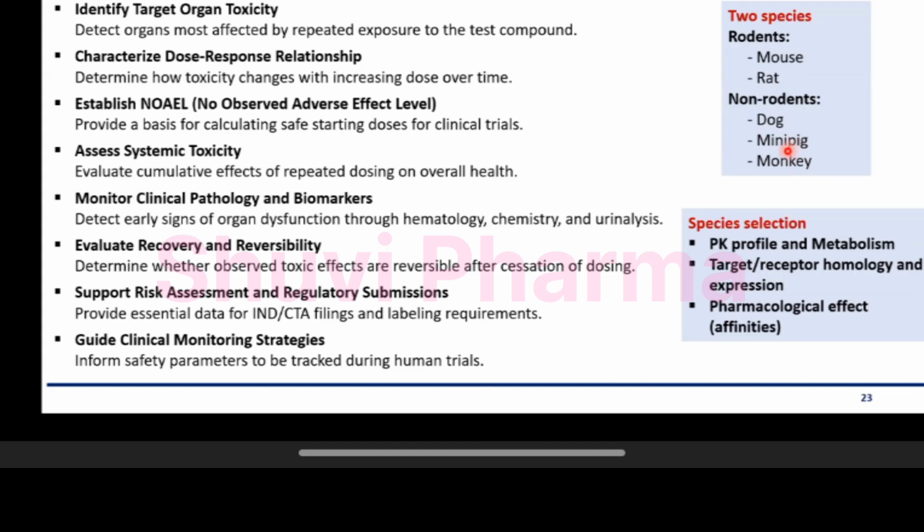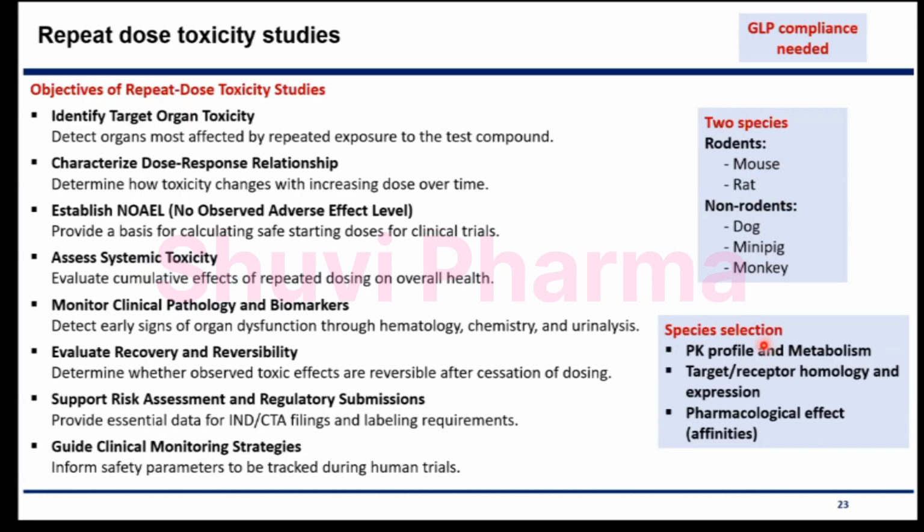And how do you choose whether you want to do it in dog or mini pig or monkey or rat or mouse? Based on the PK profile and metabolism pattern, which one is most relevant to human? Target receptor homology. So you have a particular target or receptor. How is that receptor expressed in human versus that animal? If there is a good match, then I think that is the right species for you. And then also the pharmacological effect, affinities.